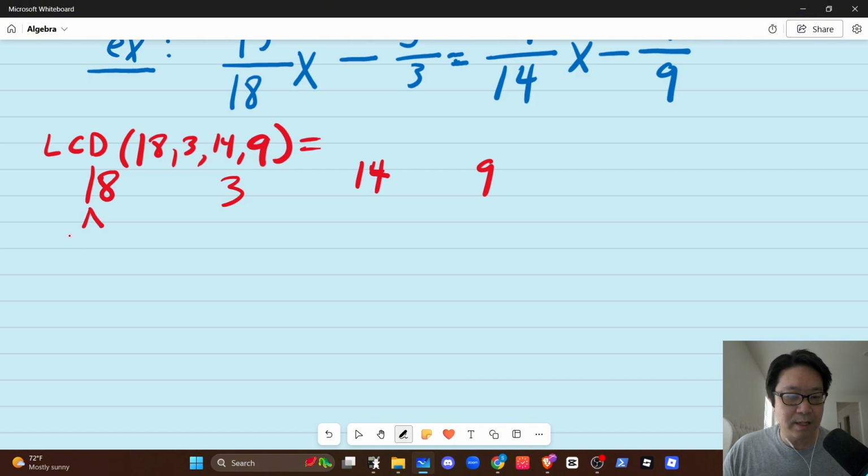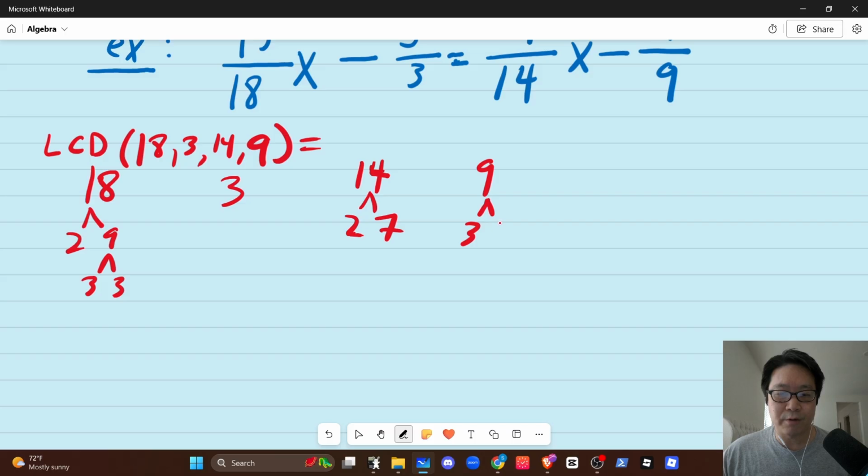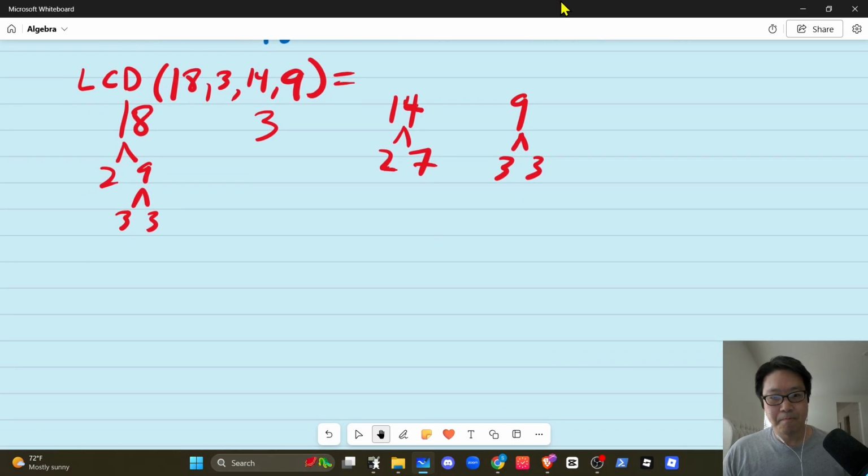So 18 is 2 times 9, 9 is 3 times 3. 3 is already a prime number, so you can just leave it alone. 14 is 2 and 7, and 9 is 3 and 3. So to find the LCD, what you're going to do is combine all the factors, in other words, all the leaves that you found in your factor trees, except in cases where you have a common factor between all the numbers, you're going to choose the factor with the highest exponent.